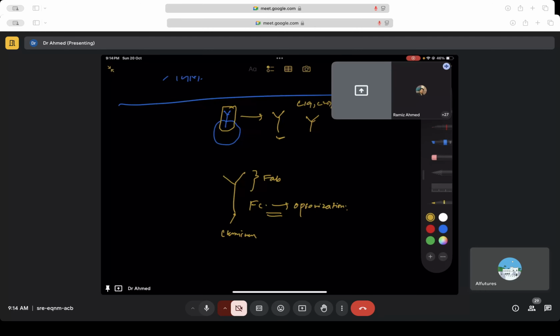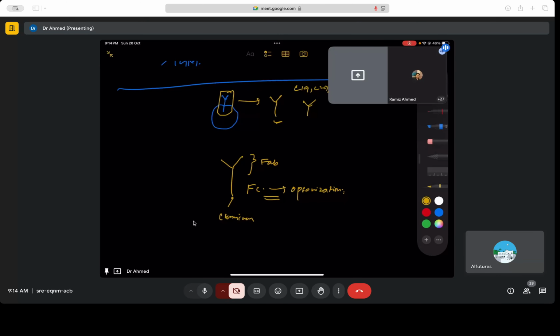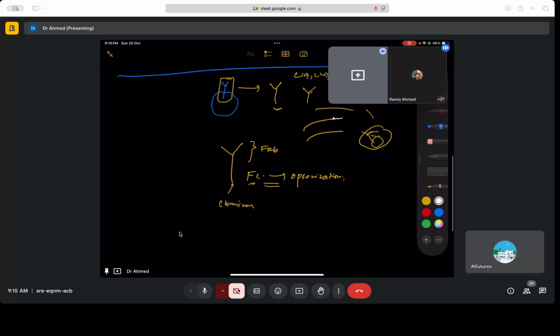Coating the pathogen with antibodies so that it can be easy for phagocytes. Yes, like simply it's tagging the antigen in order for the immune cells to come here and eat it up, right? It's known as opsonization. It's attracting your immune cells, right? So this Fc portion is responsible for the opsonization, right?